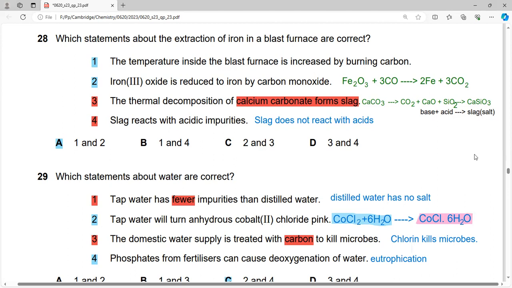Now, this is a wrong option. Why? Because the statement is saying directly that calcium carbonate will form slag. So that's a wrong option. So number 4, slag reacts with the acidic impurity. So it's a salt. It's not reacting with the acidic impurity. So that's why 1 and 2 are correct statements. So A is our correct option here.